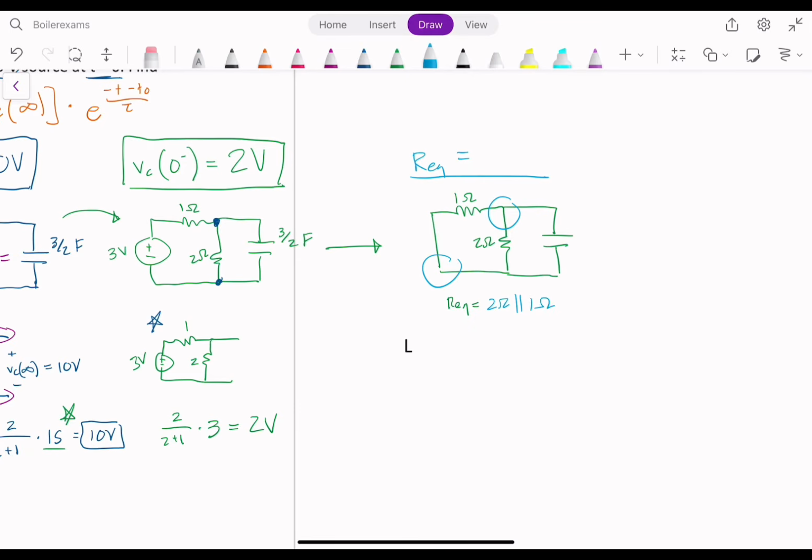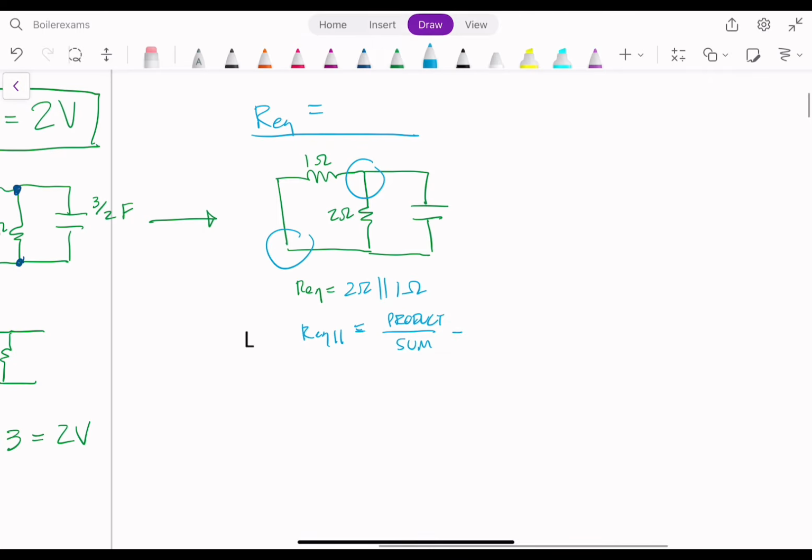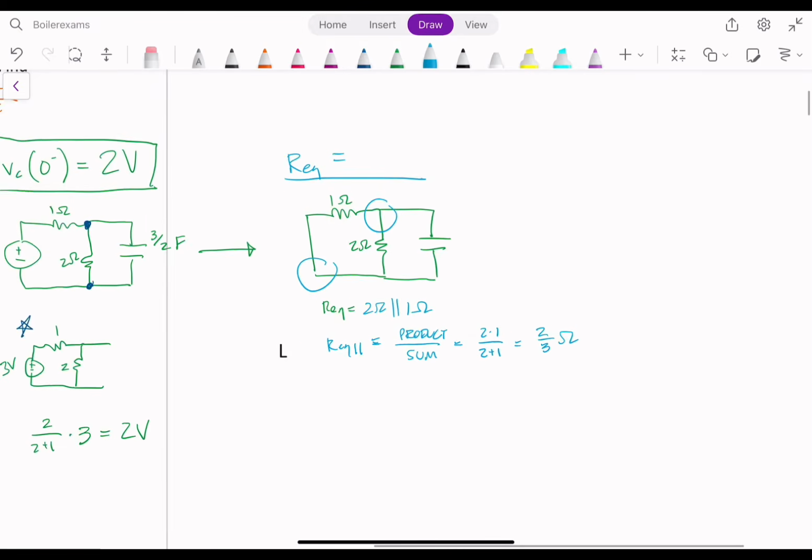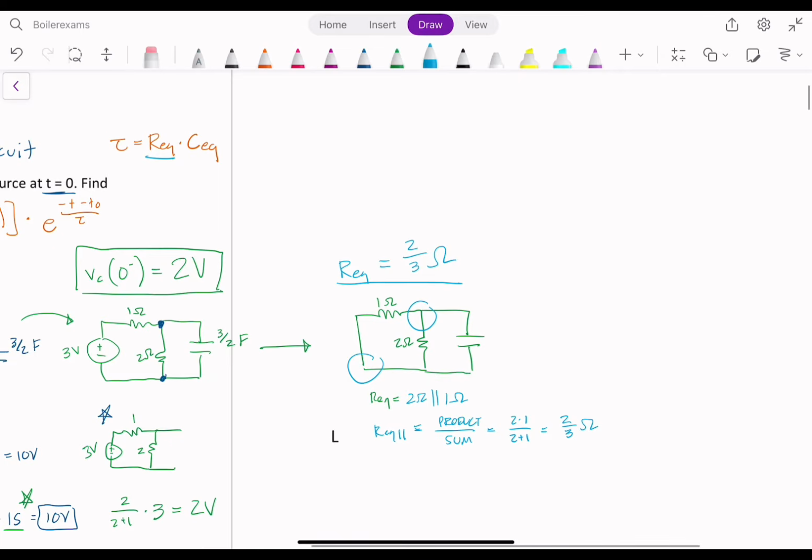And now if you remember, Req of 2 parallel resistors is equal to the product of the 2 divided by the sum of the 2. So it's just 2 times 1 over 2 plus 1. Big math, that's 2/3 ohms, and so the equivalent resistance in this circuit is 2/3 ohms. And so from there, let's just go ahead and find our time constant here.